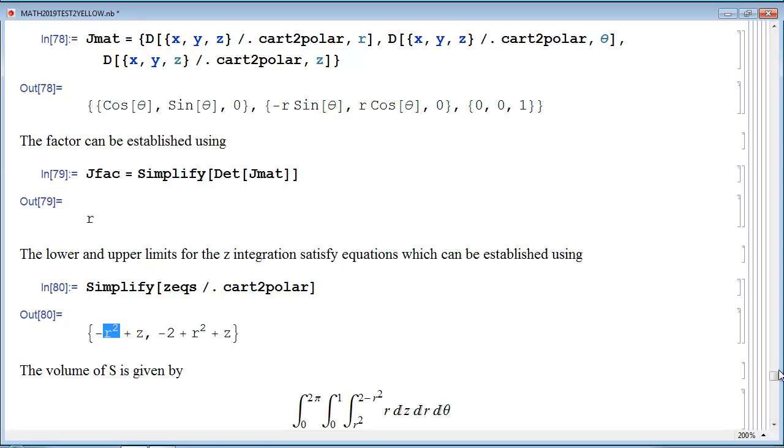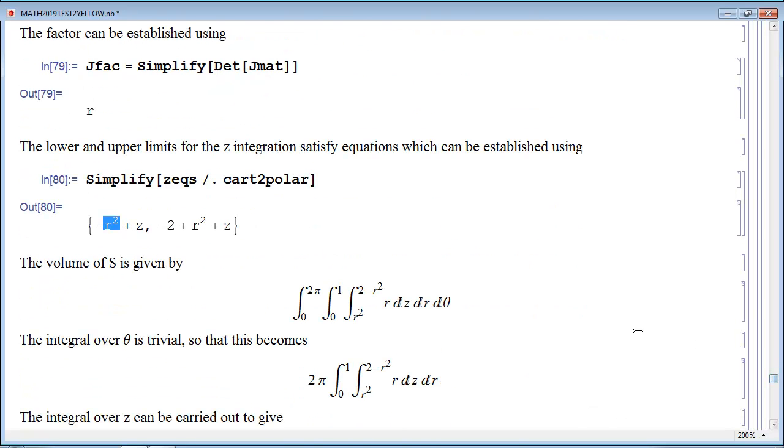Well, the volume of that region can be expressed as this integral. There's the factor coming from the transformation, and we first integrate with respect to z from the bottom to the top, and then we integrate the result of that with respect to r from 0 to 1, and then we finally integrate with respect to theta from 0 to 2 pi. Well, theta doesn't feature anywhere here, so that theta integration is easily done to just give 2 pi.